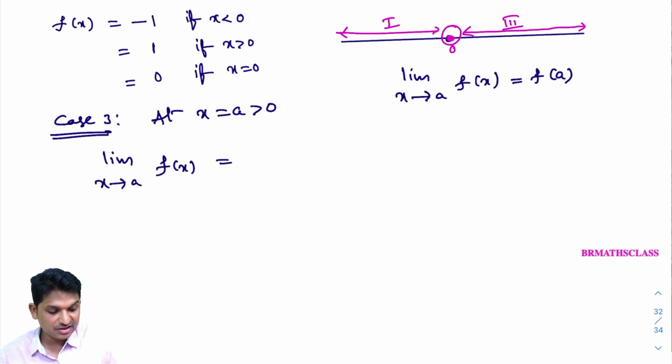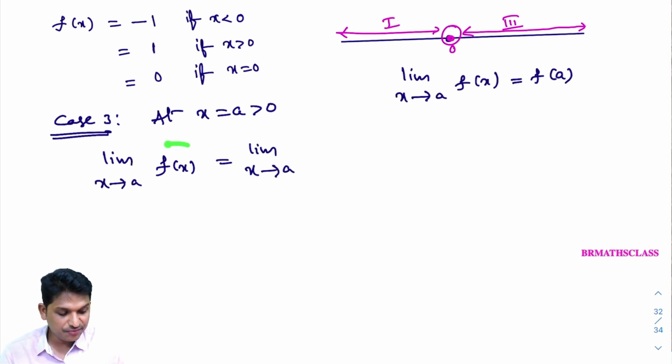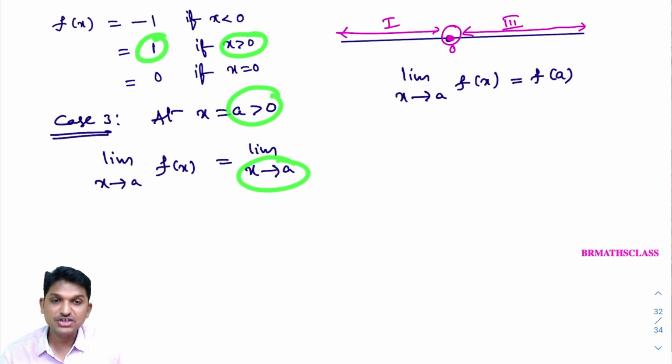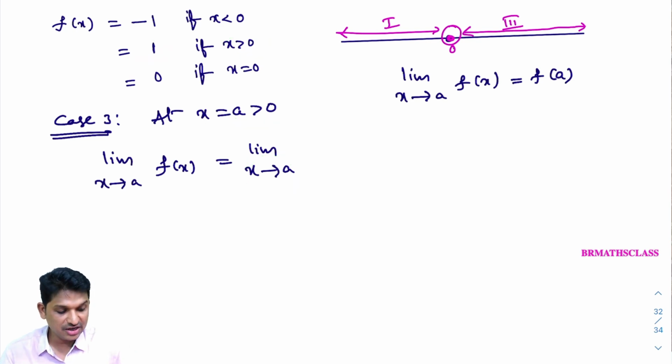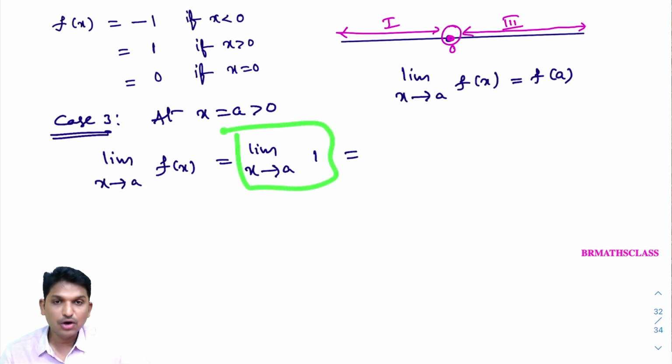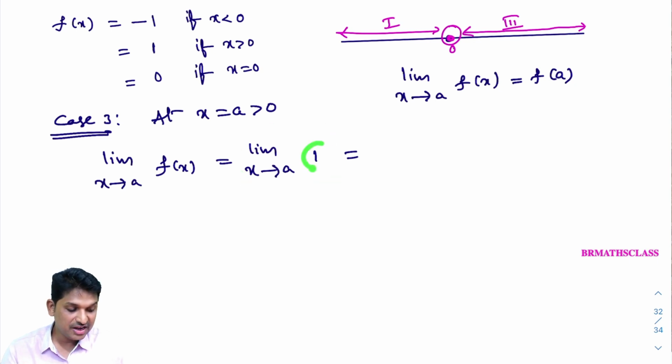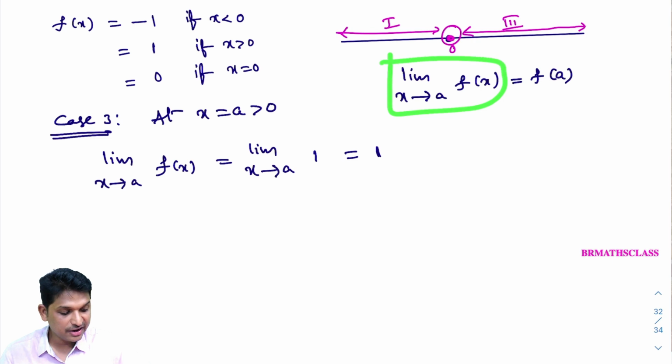I am calculating the limit as x approaches a. What is f of x? Here a is greater than 0. When a is greater than 0, which function do we choose? We need to choose this function. So in place of f of x, I write 1. Now I need to calculate this. Wherever x is there, you write a. So what you get is 1. I calculated this one, and I got 1.